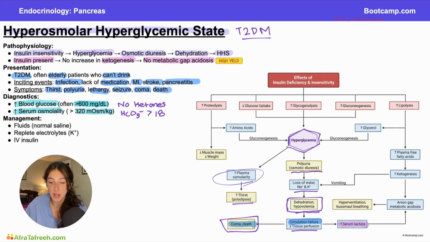In HHS, you're not going to see any ketones. So there'll be no ketones in the urine, there'll be no ketones in the breath, you won't have that fruity odor, and no ketones in the blood if you were to test that.